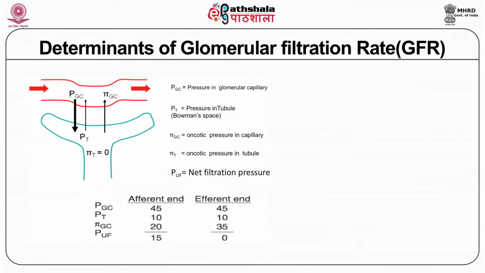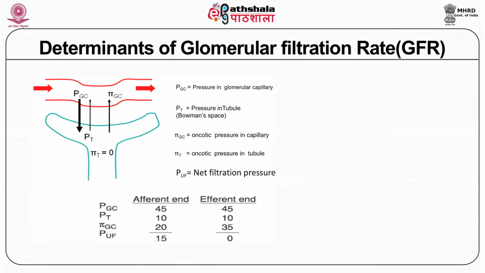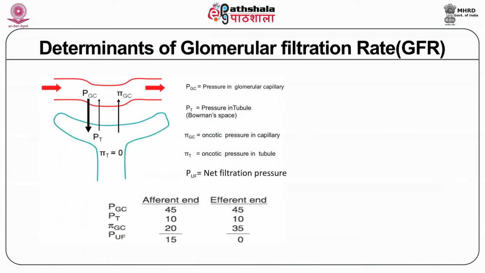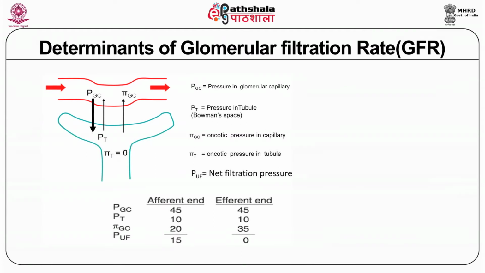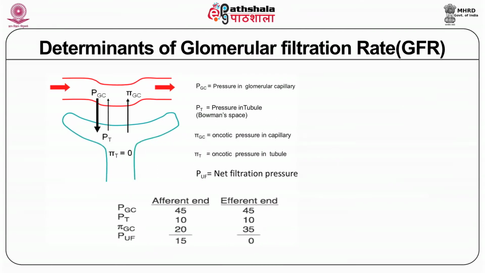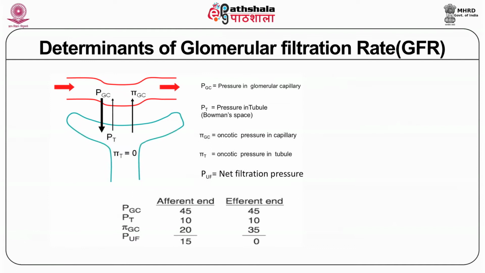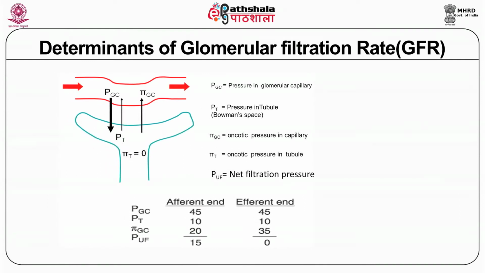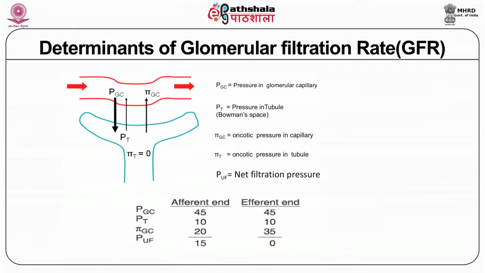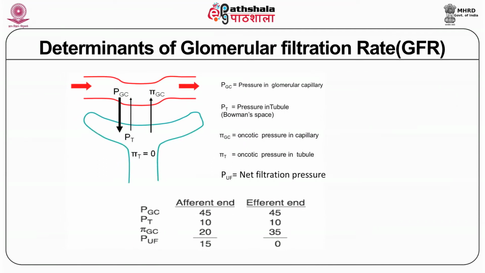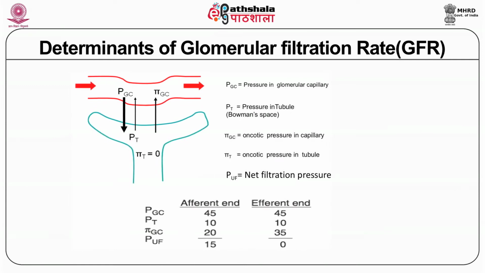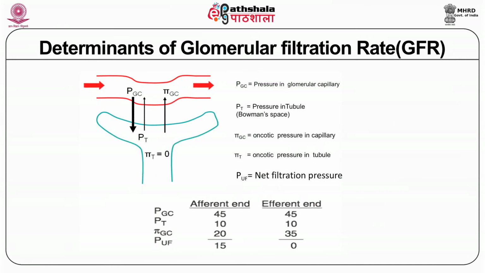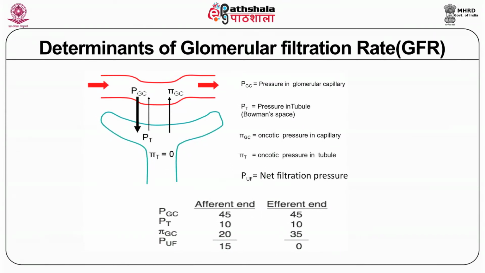The forces that oppose the filtration are Bowman's capsule hydrostatic pressure, Pt, which is about 10 mm of mercury, and the glomerular capillary colloidal osmotic pressure, that is pi Gc, which increases as we go from the afferent to the efferent end, from 20 to 35 millimeters of mercury. The sum of these forces gives us the net filtration pressure across the glomerular membrane.